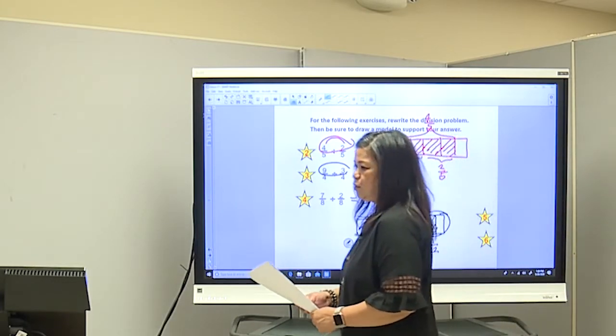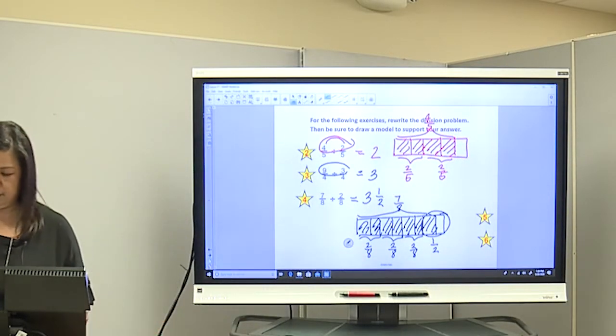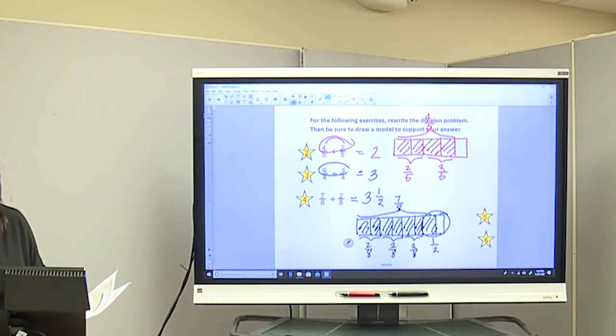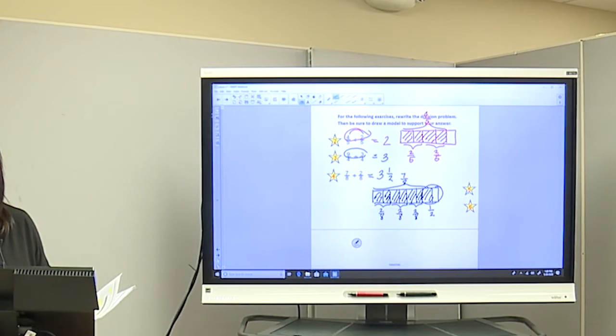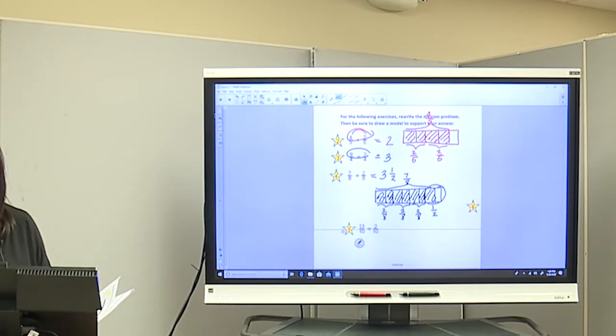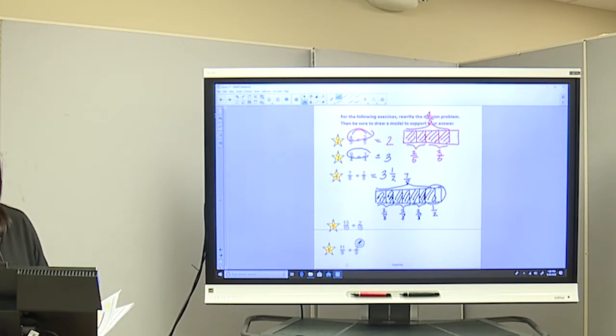So continue with those exercises on your own. You can pause the video, work on the problems, or you can go back to it later on and complete those exercises. Number 5 is 13/10 divided by 2/10. Number 6 is 11/9 divided by 3/9.